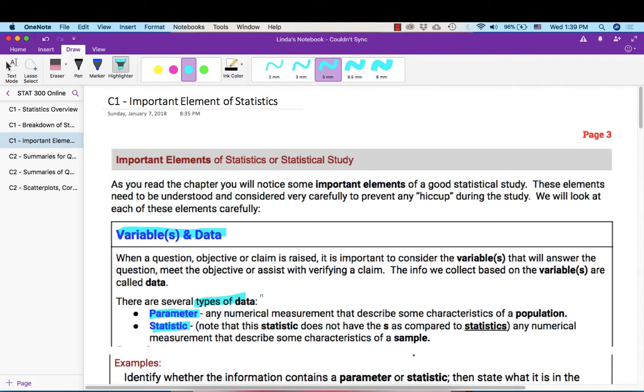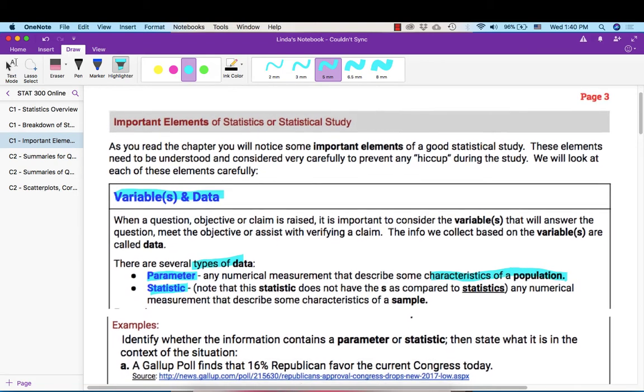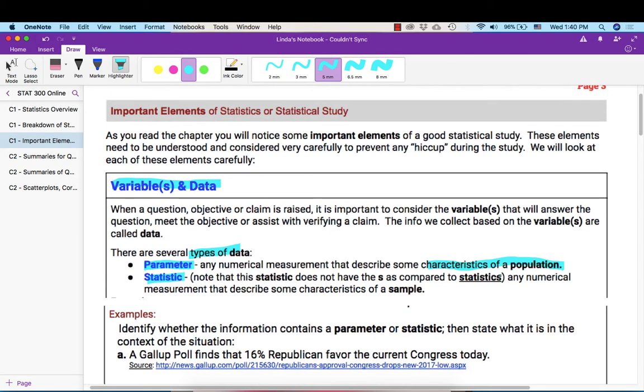A parameter is any numerical value that represents the measurement describing some characteristic of a population. So when you have information about the entire population, you can calculate the mean of this population, for example. Then the value of the mean is called the parameter. Likewise, the term statistic with no S is any numerical value that represents the measurement describing some characteristic of a sample.